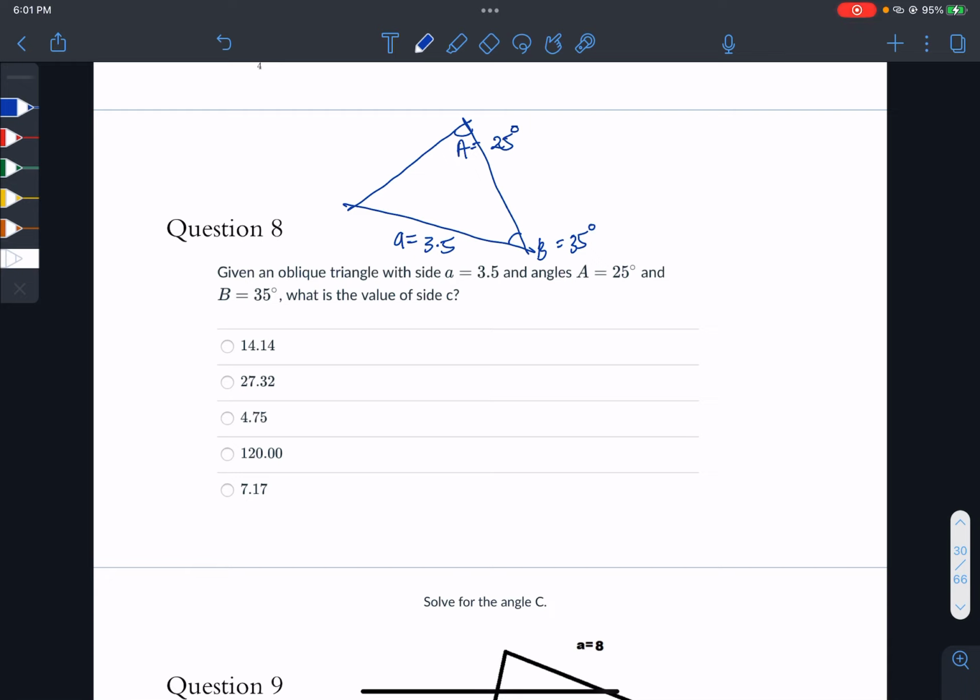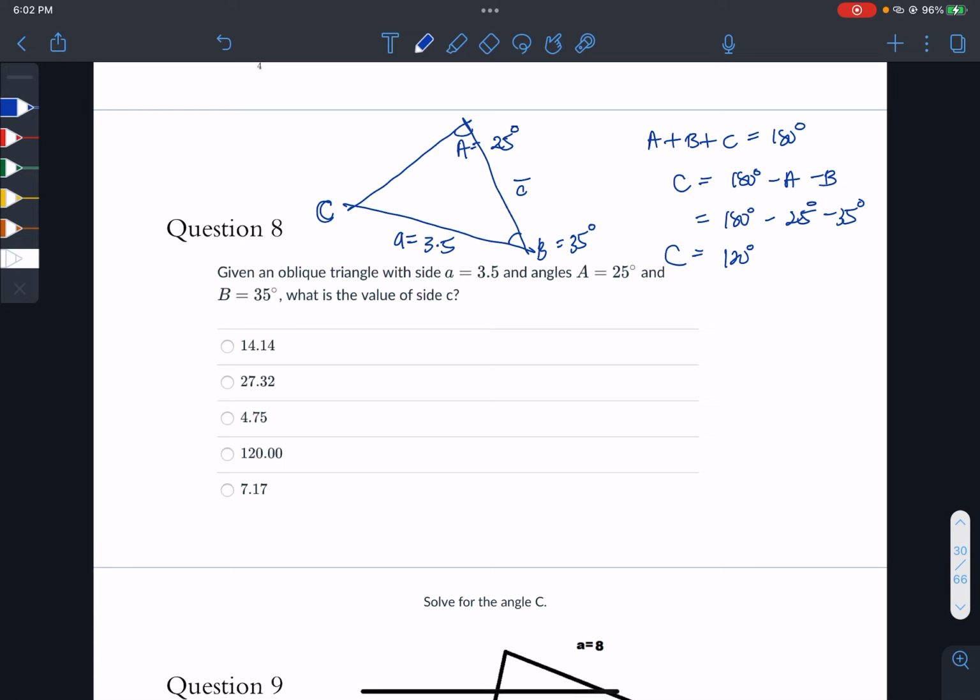So to get side C, let's first get angle C, because then the triangle is complete, right? So remember, A plus B plus C is equal to 180. So to get angle C, 180 minus A minus B. 180 minus 25 minus 35 degrees, 50, 60, 120, no? So C is 120 degrees. However, what is asked is the value of side C. So we will get the small c.